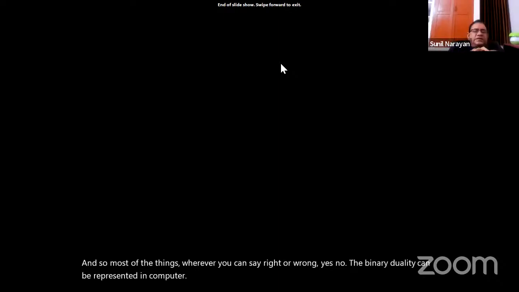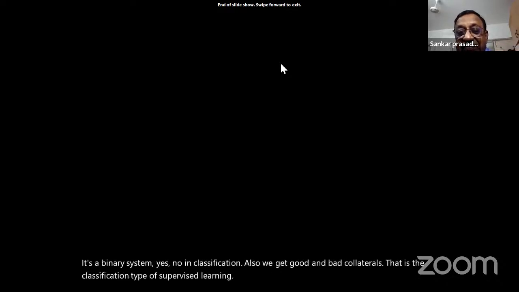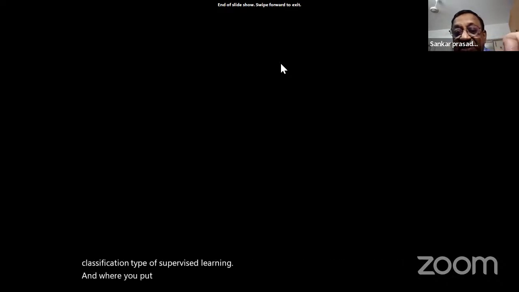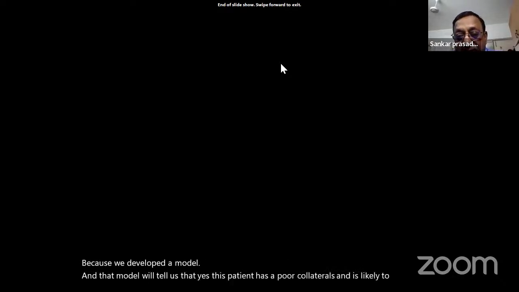It's like a decimal system, it's a binary system. Yeah, it's a binary system, yes, no. In classification also, we get good and bad collaterals. That is a classification type of supervised learning, where you put in various images and you classify them into good or bad, because we developed a model, and that model will tell us that yes, this patient has poor collaterals and is likely to have a bad prognosis.